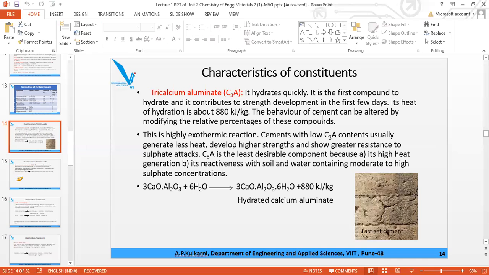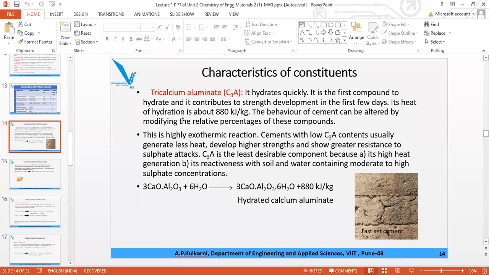Okay, so now here are the characteristics of each constituent. Whatever constituents we have seen, for all of them, what are the characteristics? Characteristic is nothing but the reaction. These reactions are very important. We are going to learn them.